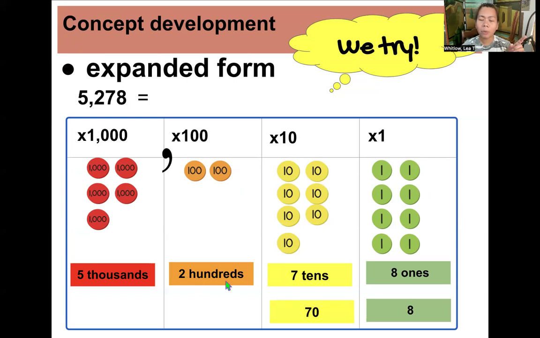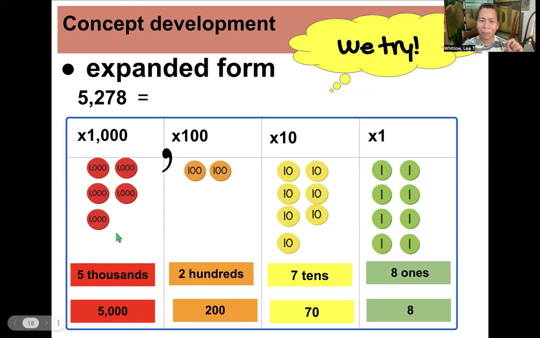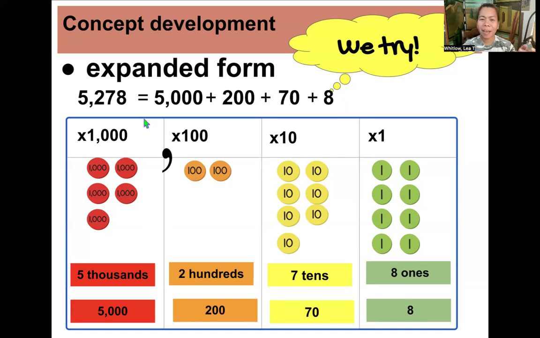The value of these 2 hundreds is 200 because it's counting by 100. And the value of this 5 thousands is 5,000. Now, this is how we're going to write it in expanded form. 5,000 plus 200 plus 70 plus 8. And that is how we are going to decompose that 5,278 using the expanded form.